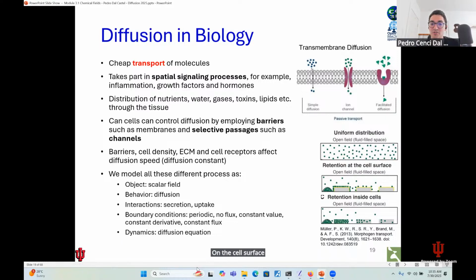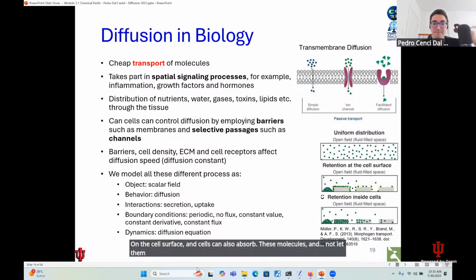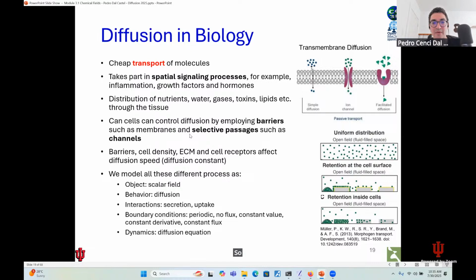And cells can also absorb these molecules and not let them escape the cell. So all of these mechanisms will affect how diffusion takes place. Even though there are many different issues regarding diffusion, like molecules getting trapped, etc., we model all of them using diffusion.